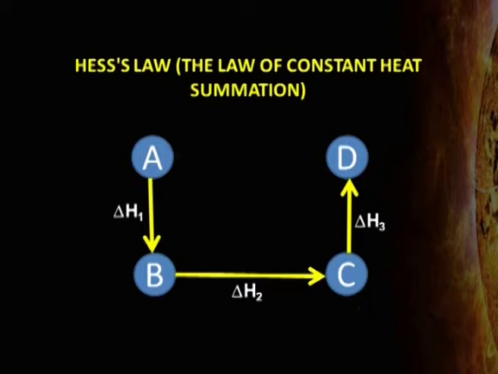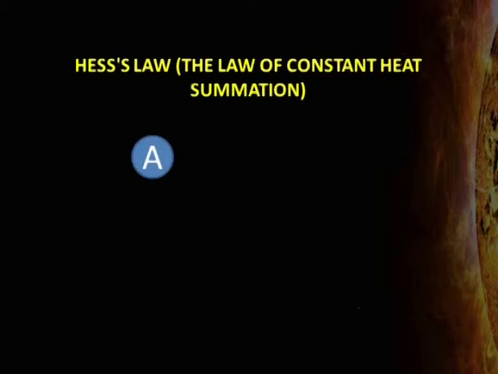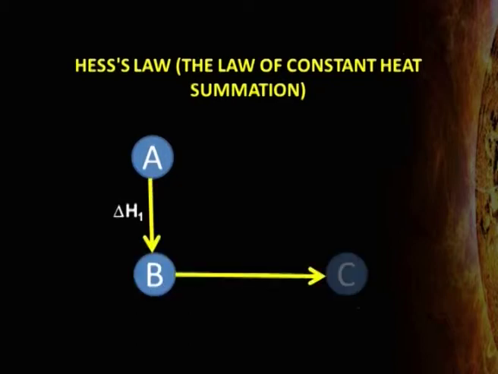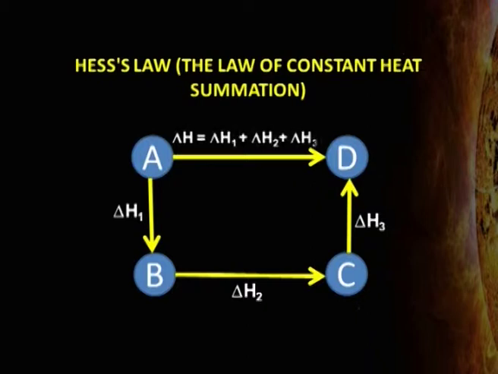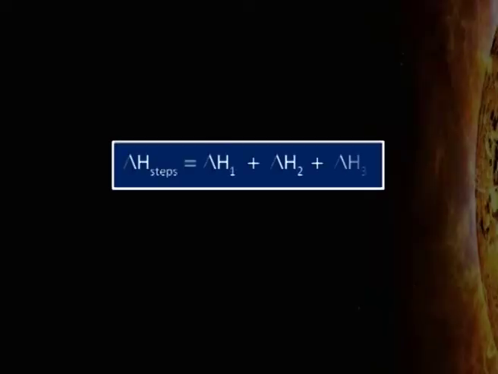Let a substance A be converted to D in 3 steps. The enthalpy change from A to B is delta H1, from B to C it is delta H2, and from C to D it is delta H3. Now, the total enthalpy change from A to D will be equal to delta H, which is equal to delta H1 plus delta H2 plus delta H3. Let this delta H1 plus delta H2 plus delta H3 be denoted by delta H steps.